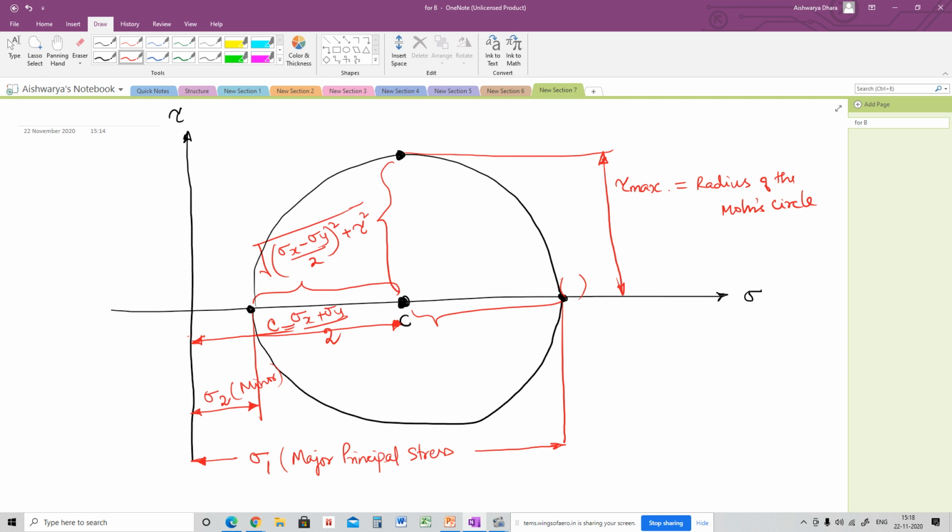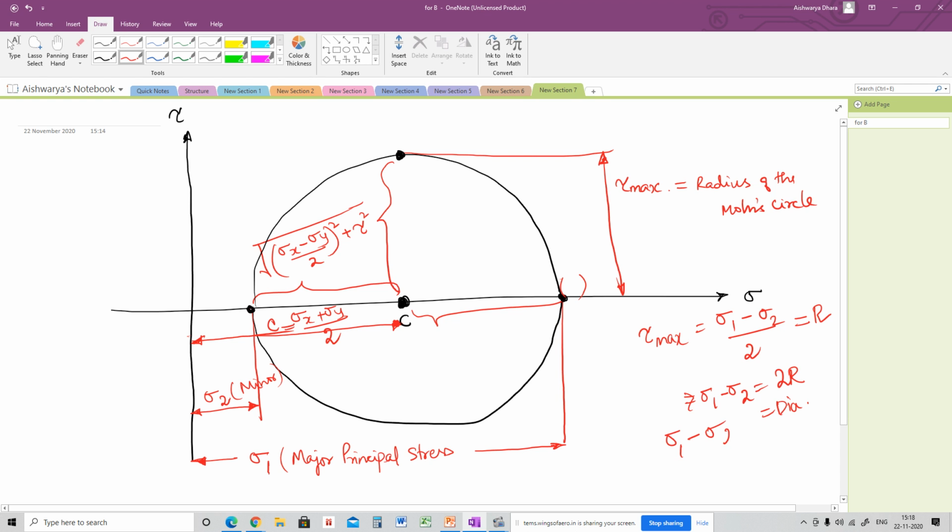We have written a formula like tau max equals sigma 1 minus sigma 2 by 2. Right? Now I am telling you it is equivalent to the radius. So can I say sigma 1 minus sigma 2 equals twice r? That means the diameter of the Mohr circle is nothing but sigma 1 minus sigma 2.